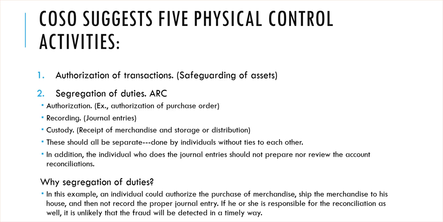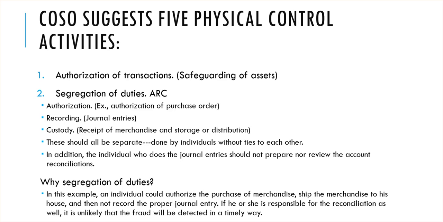The second one is segregation or separation. I don't care which word you use. On the CPA exam, I've seen it both ways. It's the same thing. It says authorization, record keeping, custody, and I give you examples of what these are. Authorization is what we were talking about above. When we have a transaction, there's an authorization process.